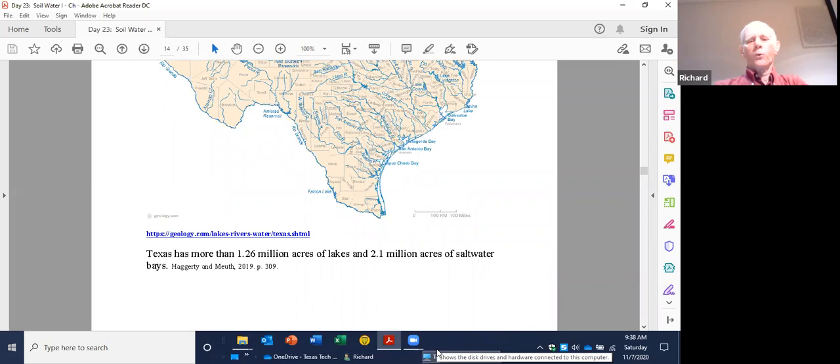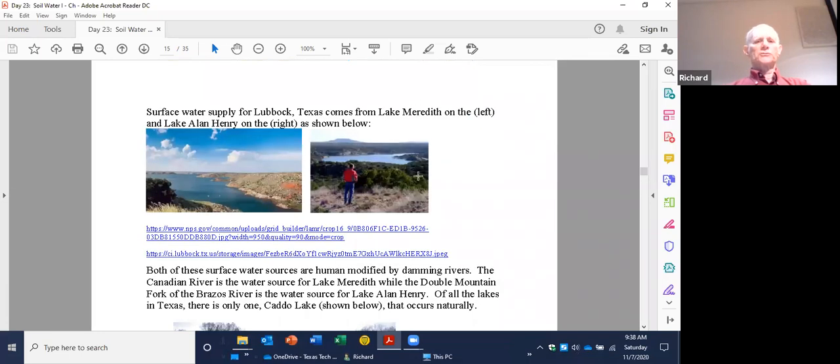Texas has more than 1.2 million acres of lakes and 2.1 million acres of saltwater bays. Yeah, we can use the fresh water for growing crops and watering animals, but the seawater is too salty and cannot be used for those particular purposes. Surface water for Lubbock, Texas comes from Lake Meredith on the left and Lake Alan Henry on the right.